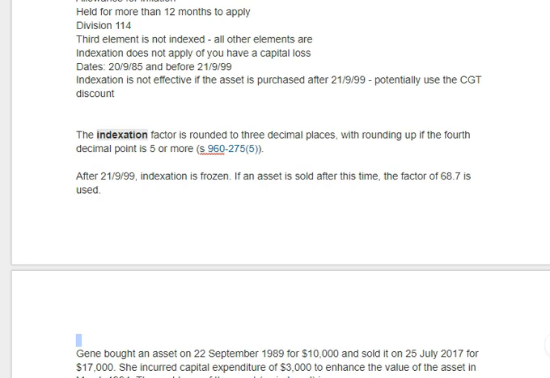Moving on, the indexation factor, we'll go through what that is in a minute, is rounded to 3 decimal places, with rounding up if the 4th decimal place is 5 or more. Once again, we'll go through an example soon. I didn't make that up. Notice that it's in the legislation itself. It's section 960-275. And the other thing to note is that after 21 September 1999, as I said before, indexation is frozen. So if we sell an asset after this time, we're going to use this factor.